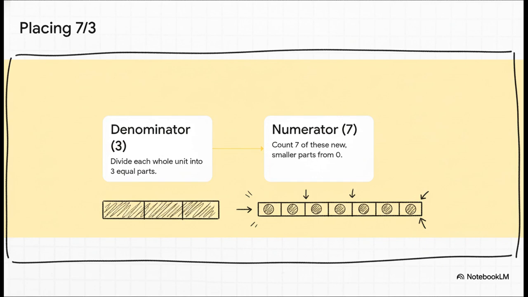Let's just try one. Say 7/3. The method is actually pretty elegant. The denominator, the bottom number, 3, tells you what size your slices are. So you chop up each whole unit on your number line into 3 equal little parts. Then the numerator, the top number, 7, tells you how many of those little slices to count. You just start at 0 and count out 7 of them. 1, 2, 3, and there you go. That's exactly where 7/3 lives.